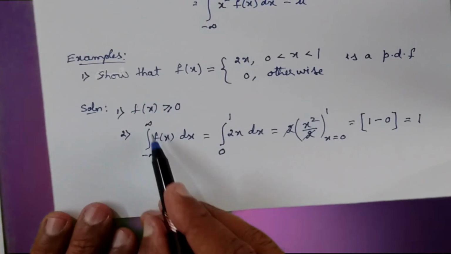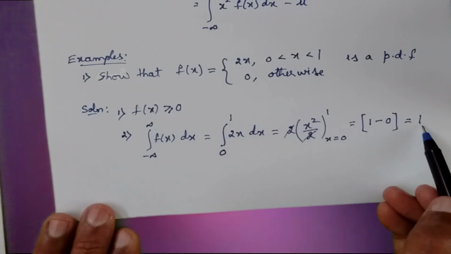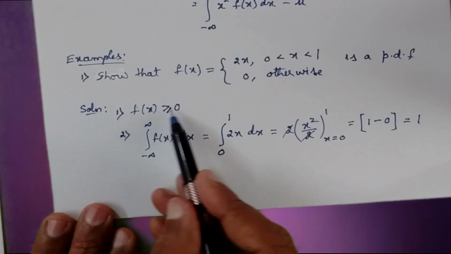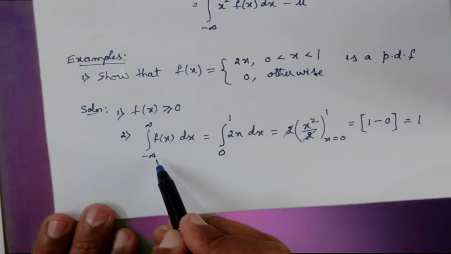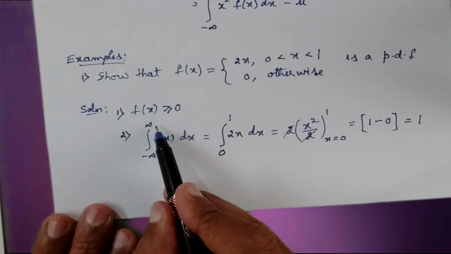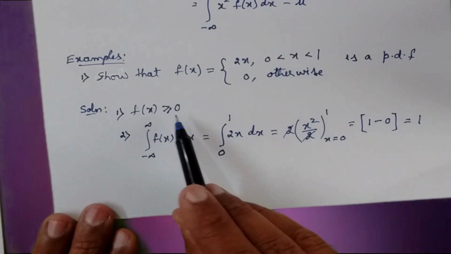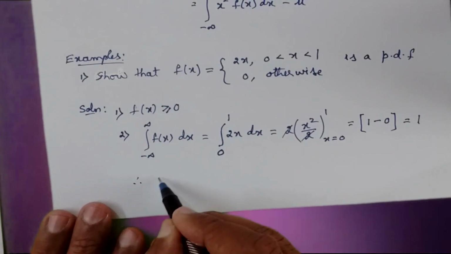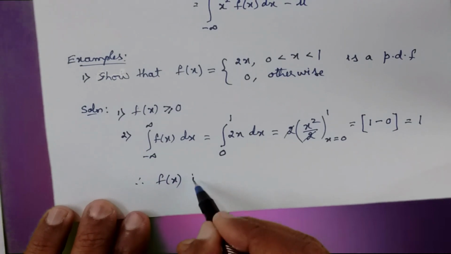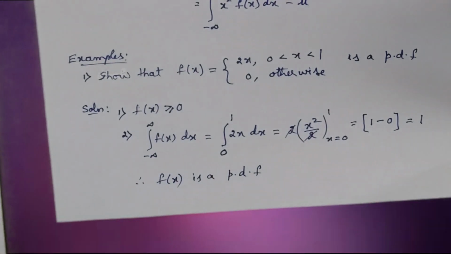So have we got that result? The integral from minus infinity to plus infinity of f of x dx is equal to 1. So both the conditions are satisfied. First, f of x is greater than or equal to 0. The second condition, the integral from minus infinity to plus infinity of f of x dx is equal to 1. If both these conditions are satisfied, what can you say about f of x? Therefore f of x is a PDF. It is a probability density function.